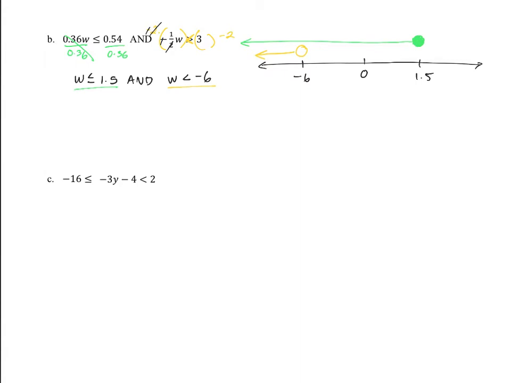Now I want AND. AND is the same as intersection. Think of friends, only what they have in common. So what do these two have in common? Well, they agree right here. So from negative infinity, oops, wrong pen. From negative infinity up until almost at negative 6, but not including negative 6. And then we stop.